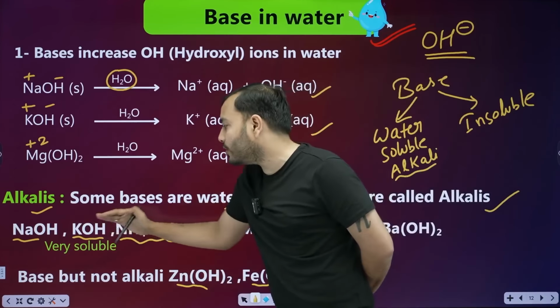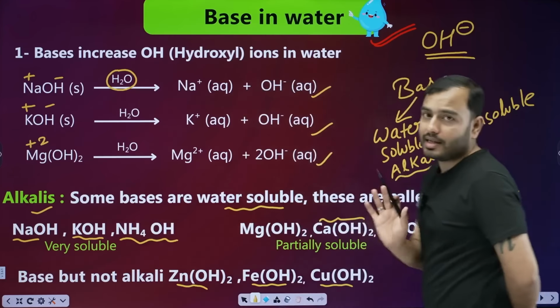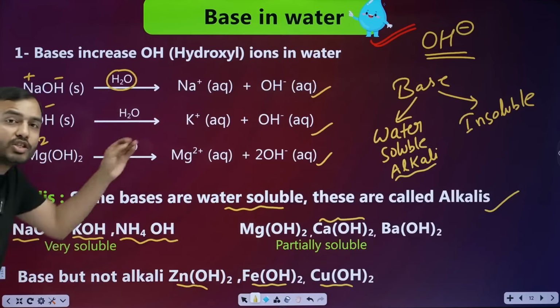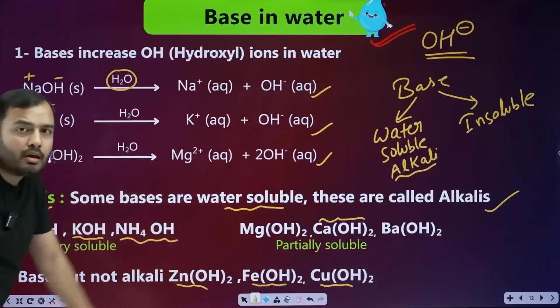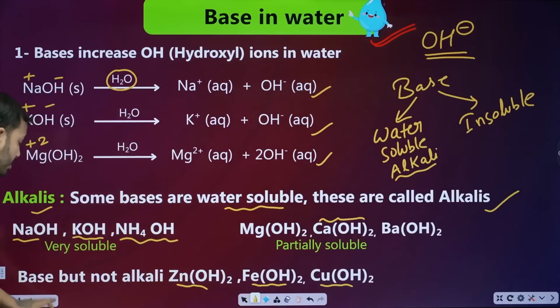Only these three you must remember: KOH, NaOH, NH4OH. One more we consider is Ca(OH)2. This is also considered an alkali. But you must remember these three. Bases which are water soluble are alkali. And some bases are not alkali, they are not water soluble.